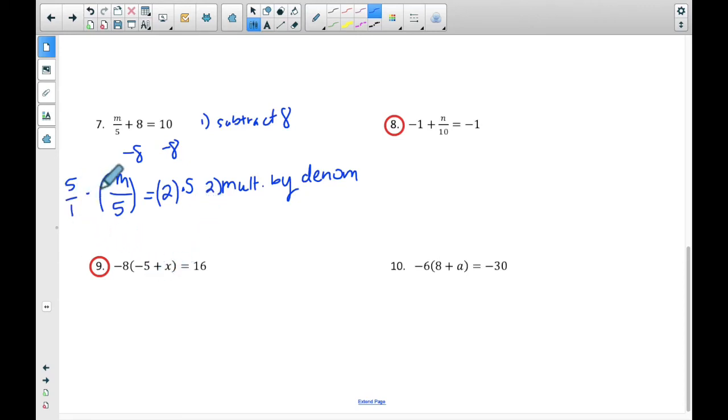So on the left-hand side, when I multiply this, I'm going to take a step to show my work. When I multiply this, I'm going to get 5m over 5.